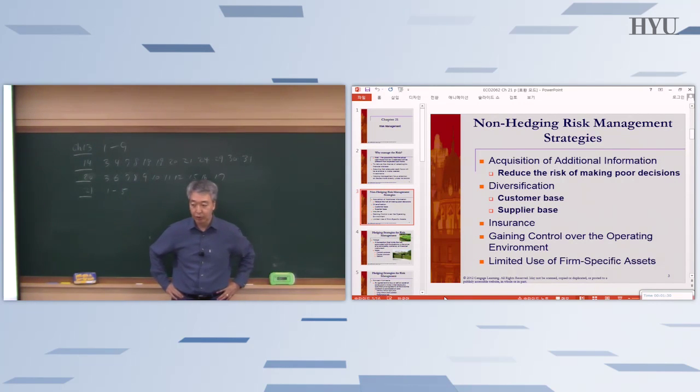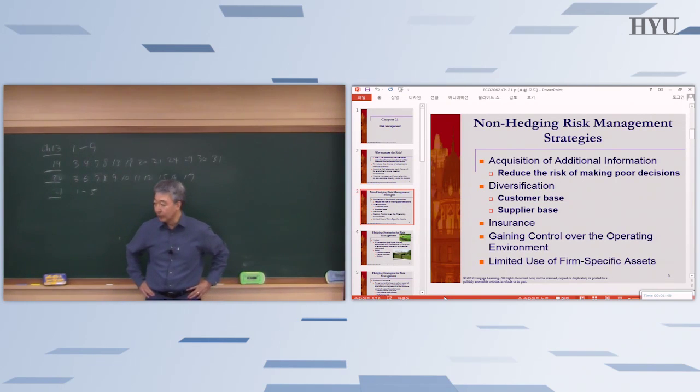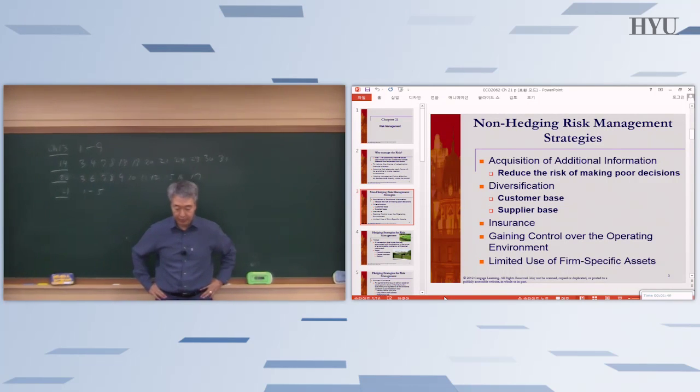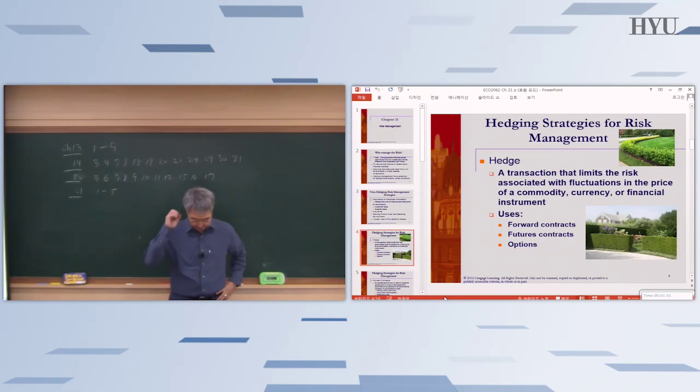So if you read the chapter, I think you can easily understand. I just made a summary of those concepts here in the first and second slides. So I'm not going to spend time with this. Just read the chapter and see if you can understand everything here. And we're going to go directly into hedging. Hedging strategies for risk management.